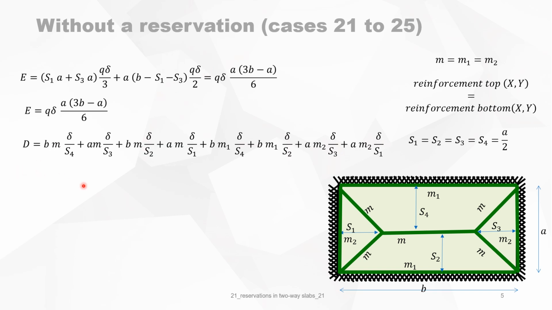Then we look at the work done by the internal forces. When we start with the negative bending moments, we have the projection on the rotation axis, which means B. So it's B times M1 times the angle of deflection, which is delta over S4. We have also B times M, and the deflection is delta over S4. At the bottom, we have also B times M divided by S2 and B times M1 divided by S2. Left and right, we have M times A divided by S1 and M2 times A divided by S1. On the other side, we have A times M2 divided by S3, and we have M times A divided by S3. So this is this formula.